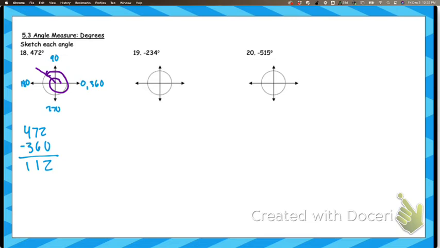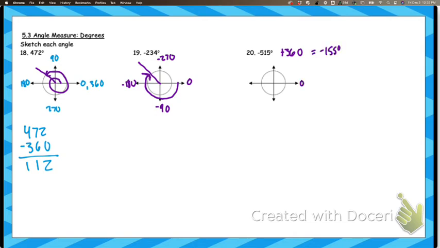All right, negative angles, if we're going in the opposite direction, we're going to go backwards. So if I'm going to negative 234, I'm going to end in between negative 180 and negative 270. And then negative 515, again, that's more than a full circle. So let's go ahead and add 360. Let's go ahead and get that coterminal angle.